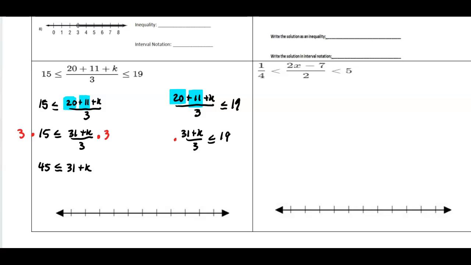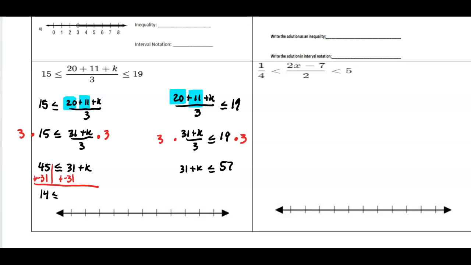And again, multiply both sides by 3 to get rid of that fraction, right? Because if I have something divided by 3, the opposite of that is multiplication. So 31 plus k is less than or equal to 19 times 3, 57. And notice I haven't flipped any of my inequality signs because I haven't multiplied or divided by a negative. And now I have my friend, the cousin of a two-step equation, or I guess the little brother of a two-step equation, a one-step equation, right? I just add negative 31 to both sides. Again, not flipping my sign because I haven't multiplied or divided by a negative.